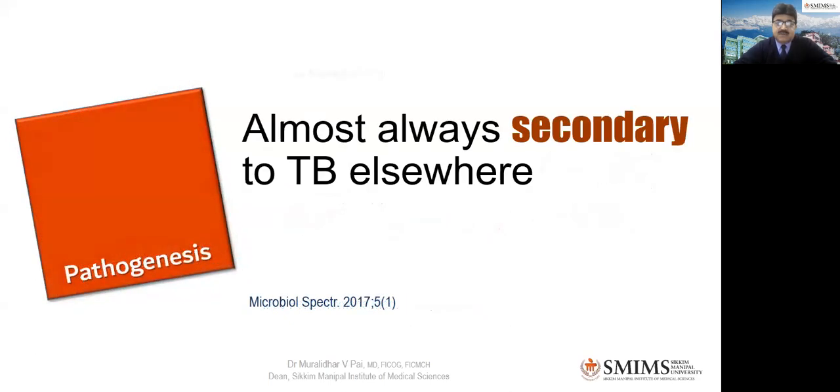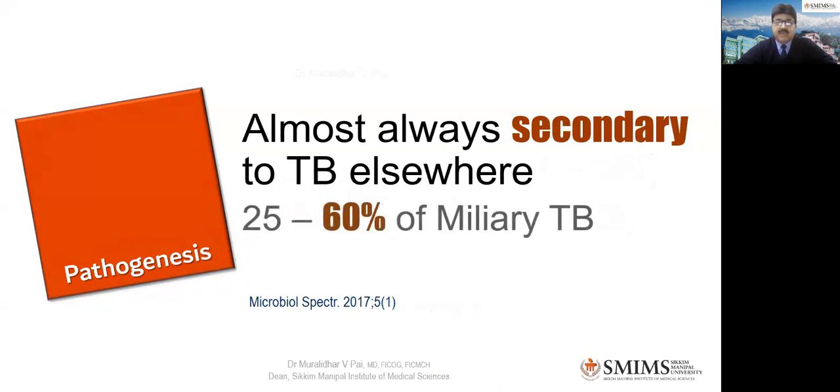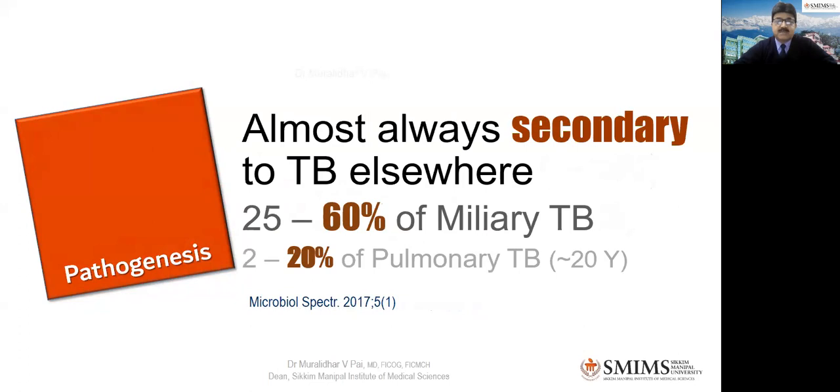Pathogenesis, almost always secondary to tuberculosis elsewhere. The primary genital tuberculosis is very, very rare. It may be 25 to 60% from miliary tuberculosis, 2 to 20% from pulmonary tuberculosis. But it takes around 20 years after pulmonary tuberculosis, because as I said, the spread is hematogenous and it will take a long time.